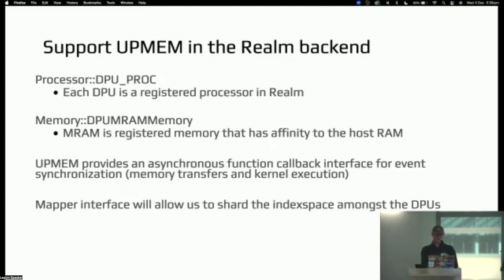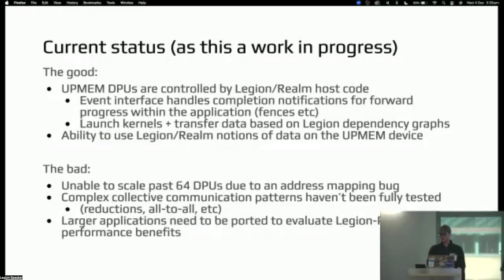There is also the notion of the MRAM memory. That has affinity to the host, and it'll do the necessary data transfers to put the data where it needs to go. And UpMem's API has synchronization primitives that we've implemented with their callbacks. There are function callbacks to figure out when events are basically done, and that's how we can handle forward progress within our application. And then we've added to the default mapper to allow for your typical equi-partitioning of index-based task launches. Like I mentioned, this is a work in progress.